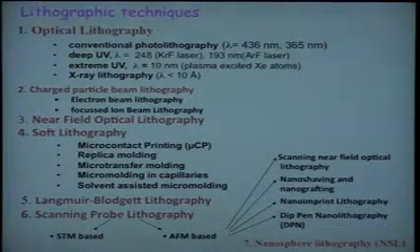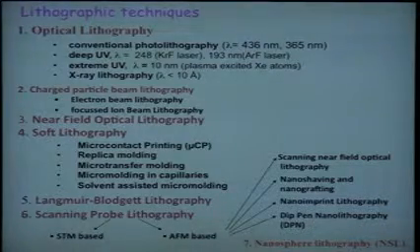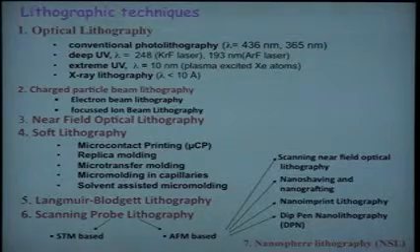In Langmuir-Blodgett lithography, you essentially have an amphiphile or oil molecule which is forming a film on water, and because you cause some changes in the pressure as you apply surface pressure, you may end up having some undulations in that film. Okay, those undulations are exploited in creating patterns.